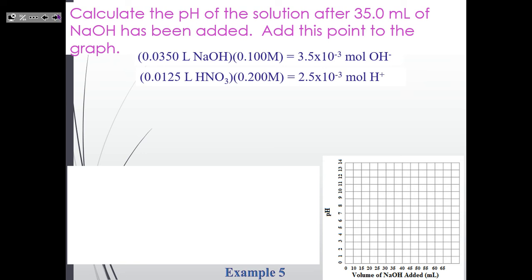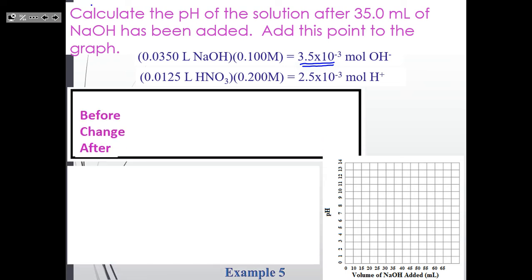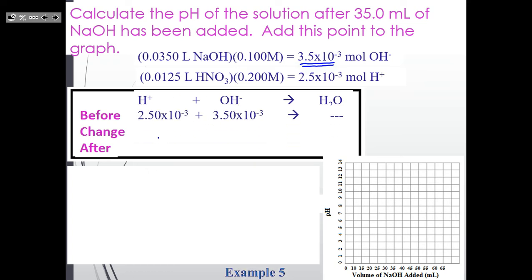We're going to calculate our moles of hydroxide and hydrogen, and you'll notice that now we have more hydroxide than we do H+. Our BCA table is going to be the same net ionic equation. We don't have to switch anything because this includes both hydrogen and hydroxide. We're going to include our mole ratios, and now our limiting reagent has changed to hydrogen. So be careful. That's the new change. Hydrogen will be consumed, and now there is excess hydroxide.